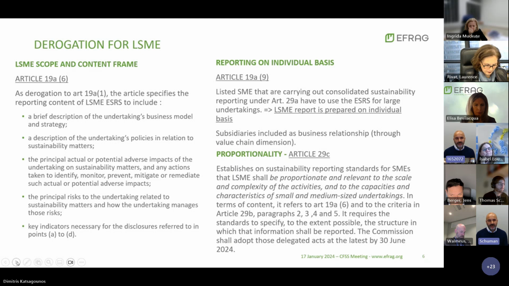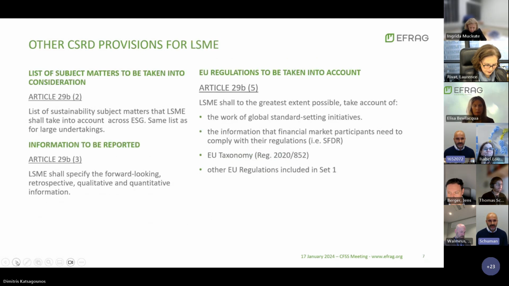The articles which are important for the LSME are Article 19a, which underlines the fact that LSME is only for reporting on an individual basis, and Article 29c, which establishes the principle of proportionality. So LSME shall be proportionate and relevant to the scale and complexity of the activities and the capacities of small and medium-sized undertakings.